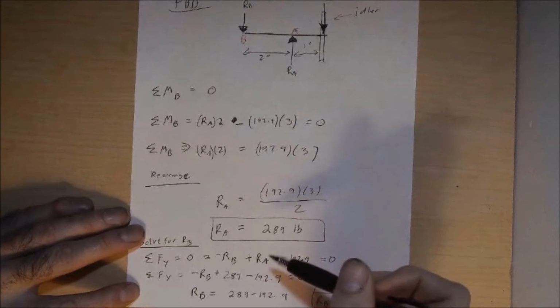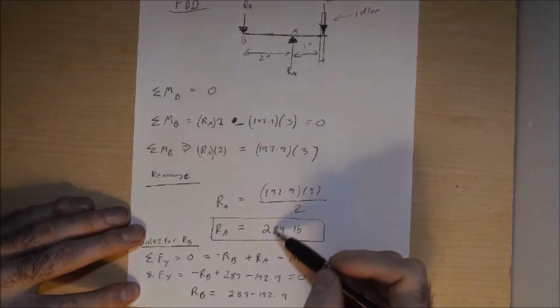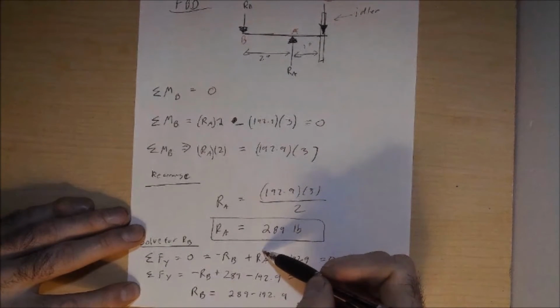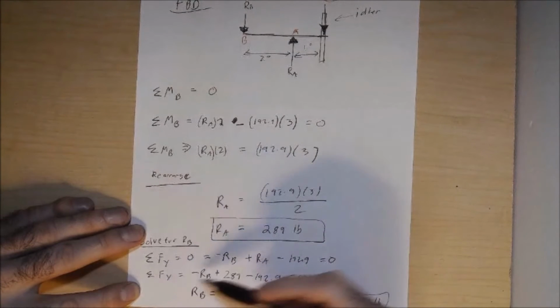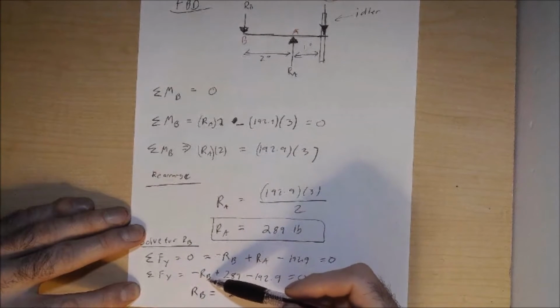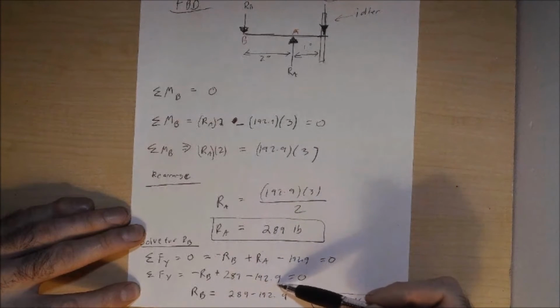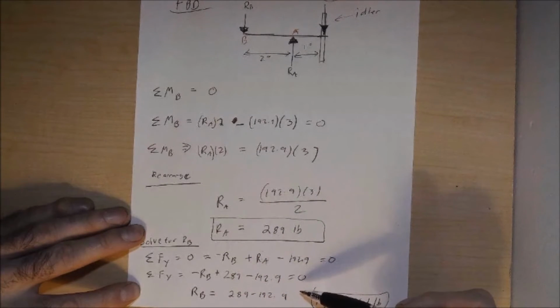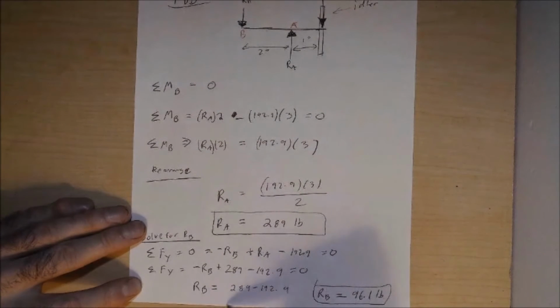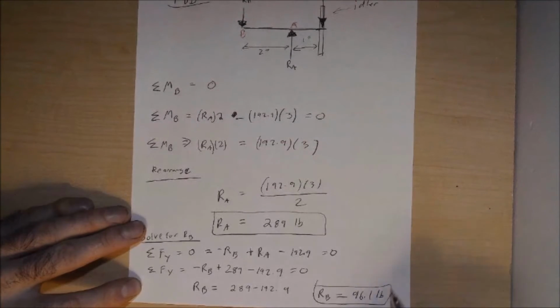So then we do know that we've just solved for R sub A, so we can plug in our value of 289 for R sub A. This brings us to the summation of force in the y direction is equal to negative R sub B plus 289 minus 192.9 equal to 0. Rearrange. Solve for R sub B. R sub B is equal to 289 minus 192.9. So therefore, R sub B is equal to 96.1 pounds, or our bearing radial load at bearing B is equal to 96.1 pounds.